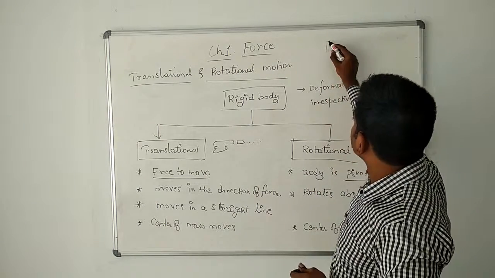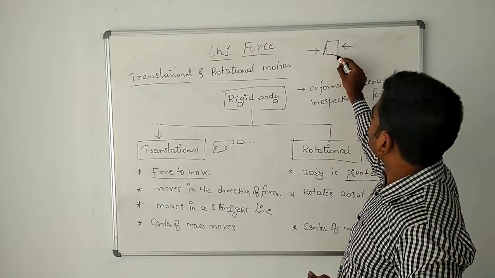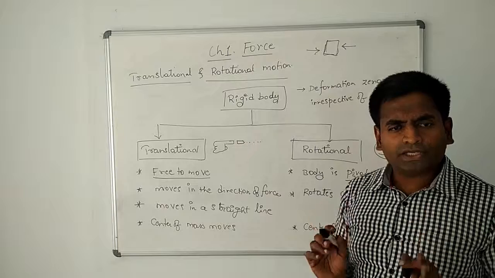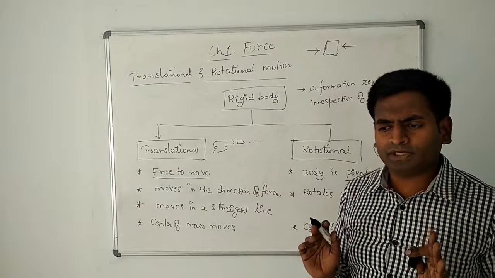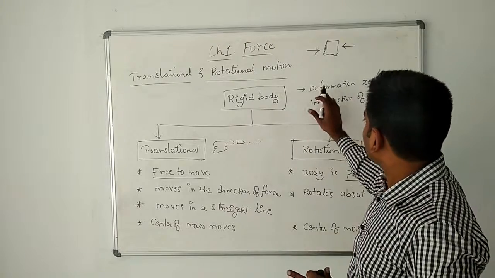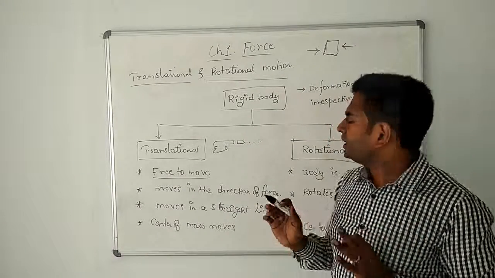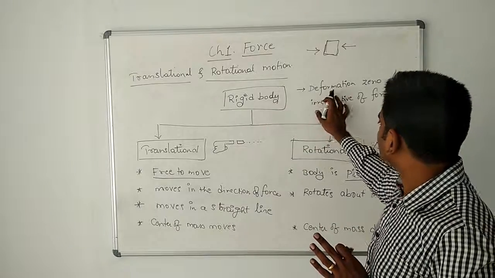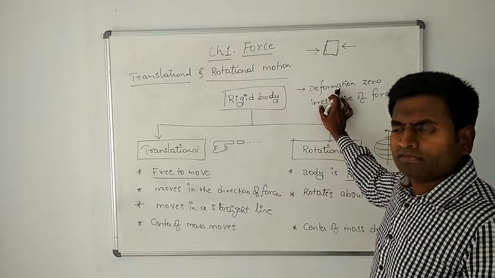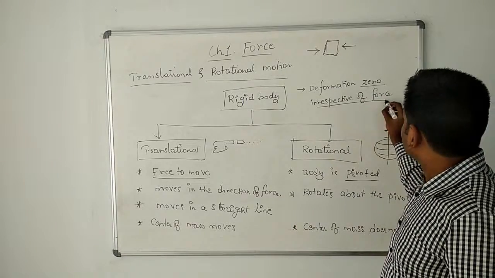For example, if this is a body and we are applying a force on it, it should not deform. Whether the amount of force is small, large, or however much you increase it, it should not deform. If there is any such body, that body is known as a rigid body. So the rigid body definition is: deformation will be zero irrespective of the force.